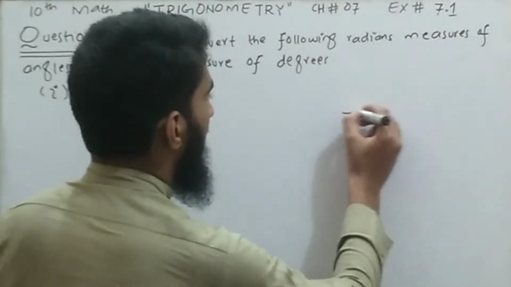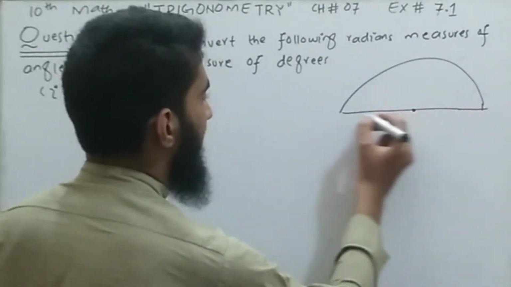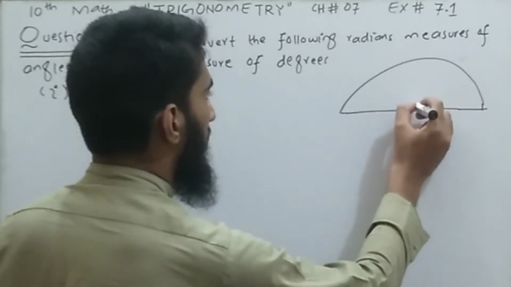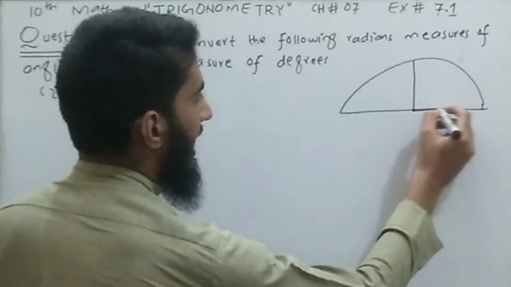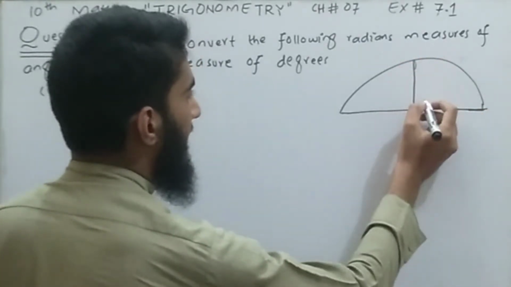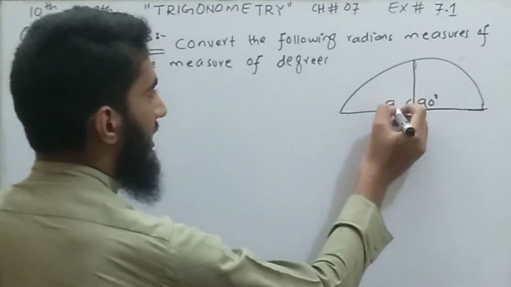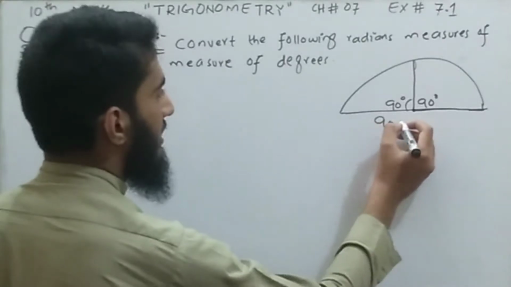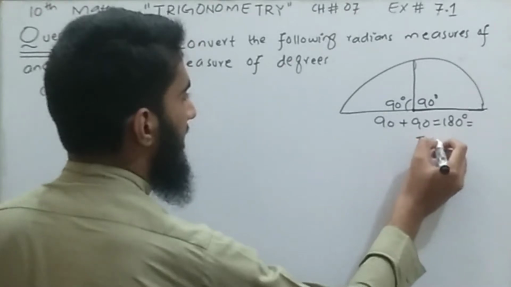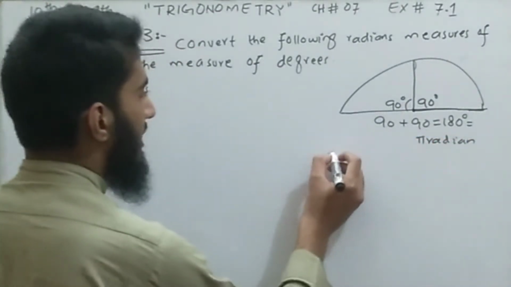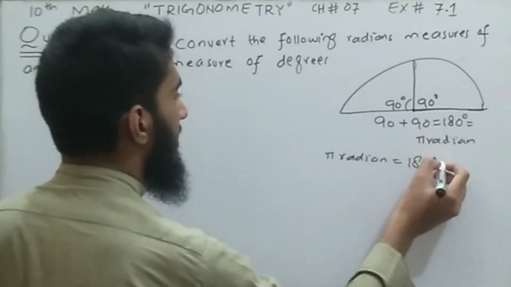So let's suppose this is a semicircle. Let's suppose this is the midpoint of this line segment, and I draw a perpendicular from here to this circumference. When one line is perpendicular to another line, it makes an angle of 90 degrees. The same logic applies here; it also makes 90 degrees. So when 90 adds to 90, it gives us 180 degrees, and 180 degrees is equal to pi radian. So remember this formula: pi radian will always be equal to 180 degrees.